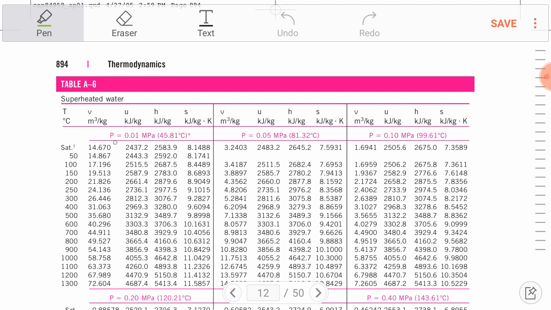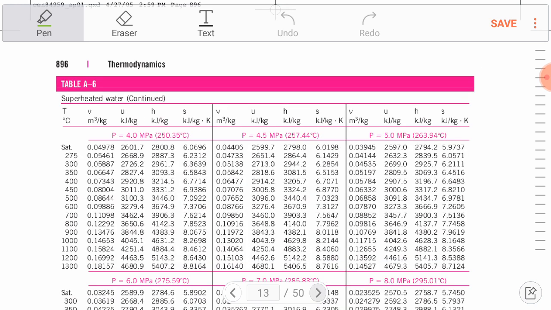We have to know the known properties, like pressure. In this case, we have a pressure of 0.05 megapascal. We also need the temperature. Let's suppose at 0.05 megapascal and 150 degrees C, the specific volume is 3.8, internal energy 25, enthalpy 2780, and entropy 7.94. So by these two properties we get the other properties as well.